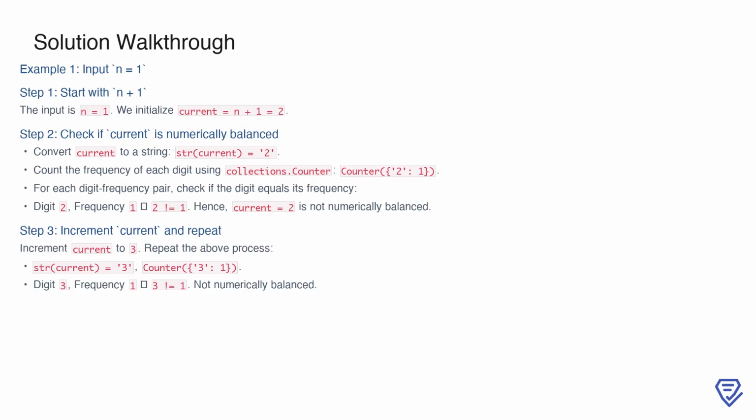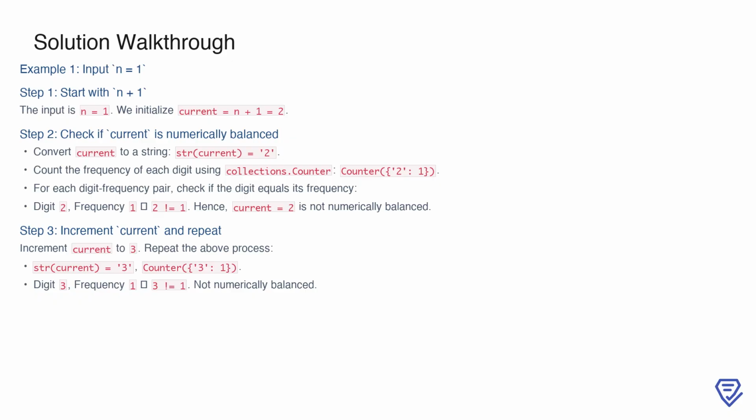To solve the problem, we start by taking the input number, which is n equals 1. The first step is to initialize current as n plus 1, so current becomes 2. Next, we check if this number is numerically balanced. To do this, we convert current into a string, giving us "2", and then use collections.Counter to count the frequency of each digit, resulting in 2: 1.